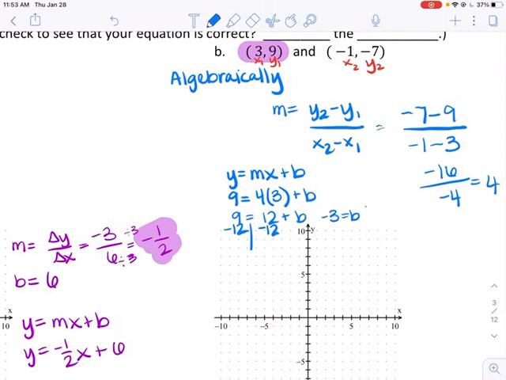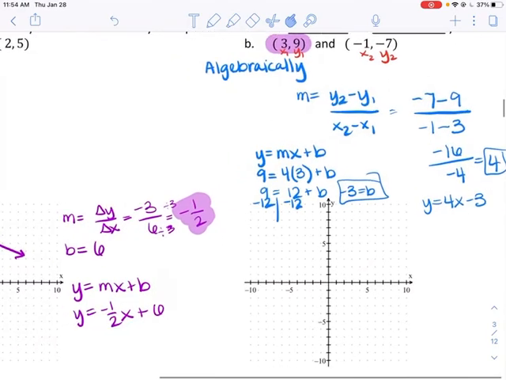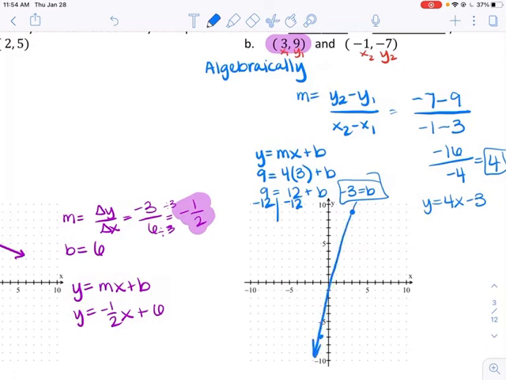So we found our slope and our y-intercept, and now we can write our equation. Y equals 4x minus 3. Now, if you're ever confused on whether or not you did it right on this way, you can always check by graphing it. So we're going to graph our 2 points. 3, 9, and negative 1, negative 7. And wow, it's definitely positive. But I was supposed to have a y-intercept of negative 3, and it didn't work out.